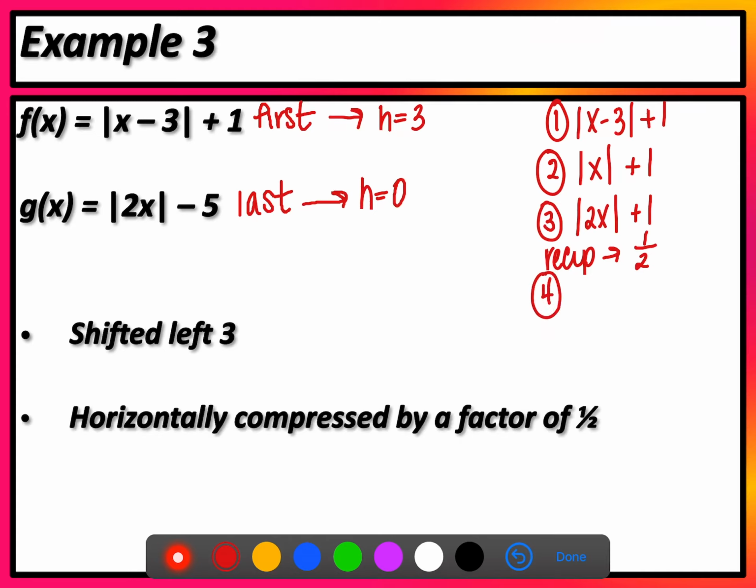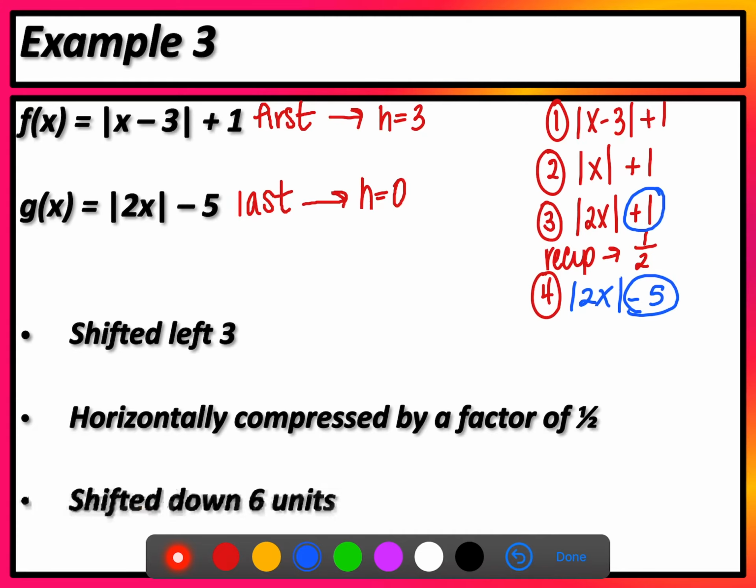And now lastly, how do I get from a k value of +1 to my last step, which leaves me with a k value of -5? That is by shifting down 6 units.